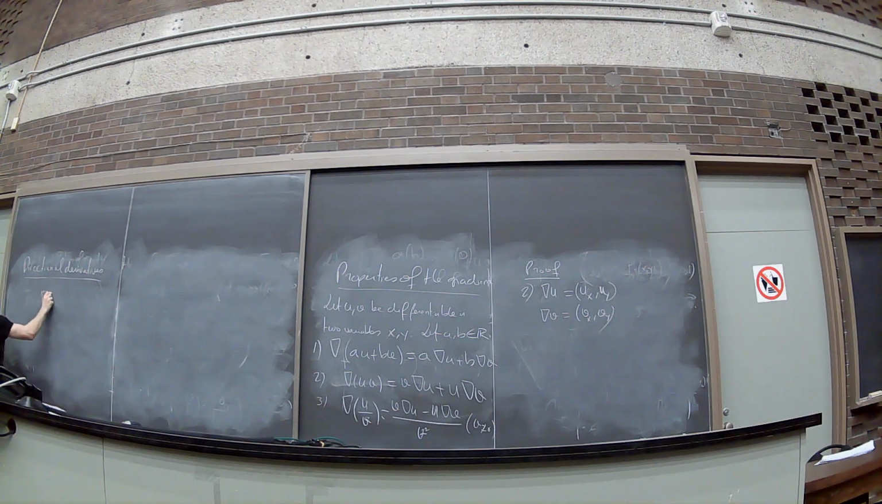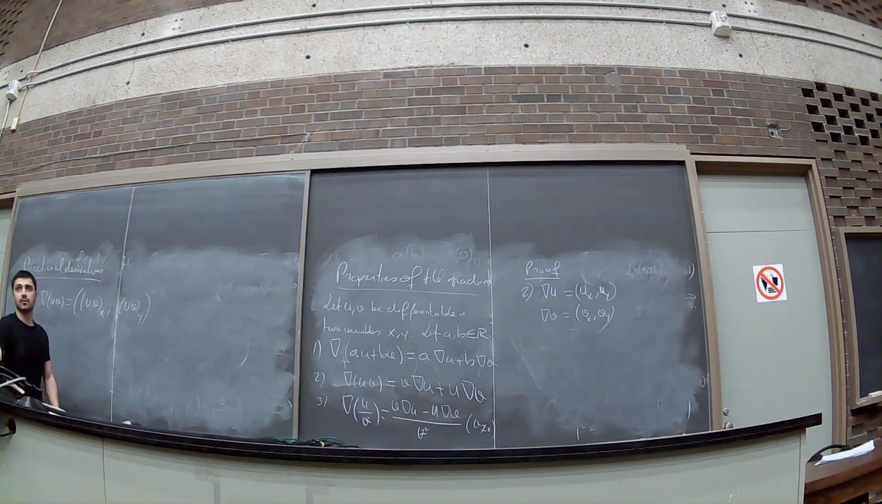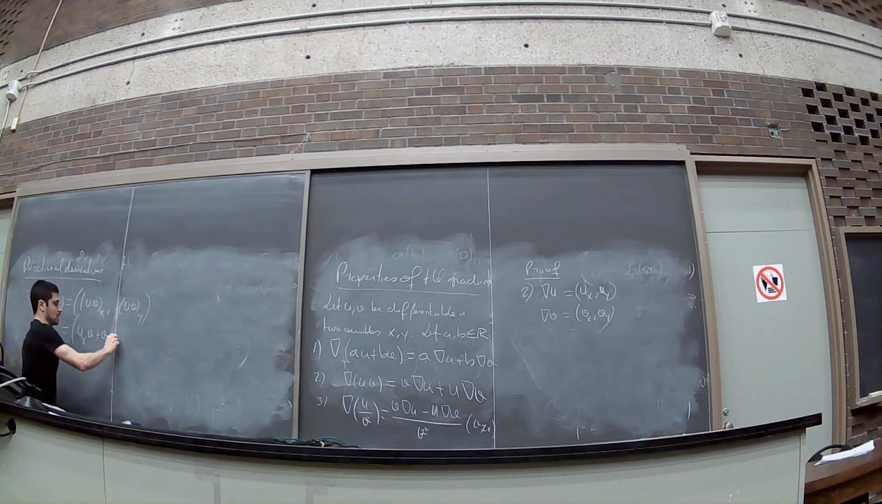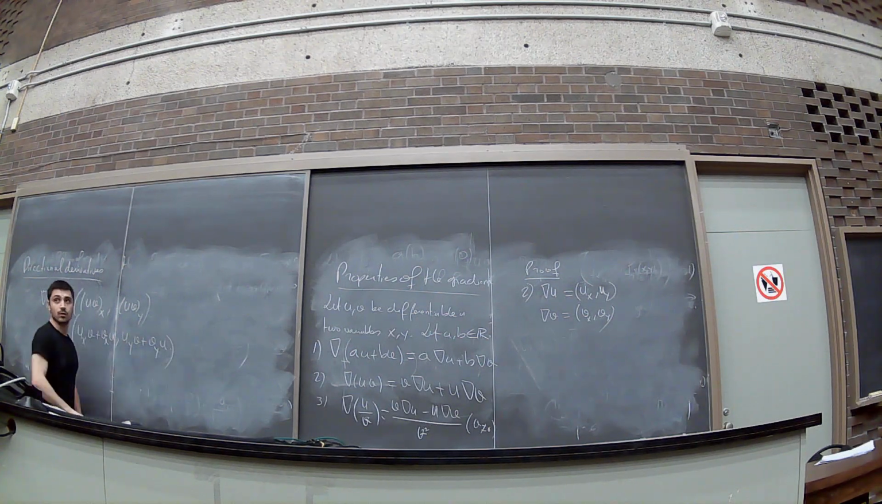What's the gradient of uv? This is ((uv)x, (uv)y). We agree or not? You take the gradient of a function, derivative with respect to the first argument, derivative with respect to the second argument. How do you differentiate this one with respect to x? uxv plus vxu, right? How do you differentiate the second one with respect to y? uyv plus vyu. We agree or not? So far so good.